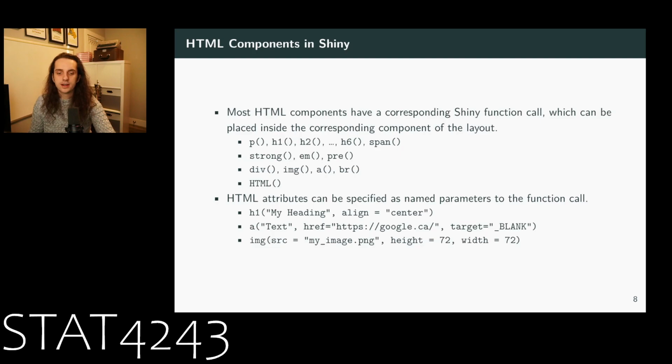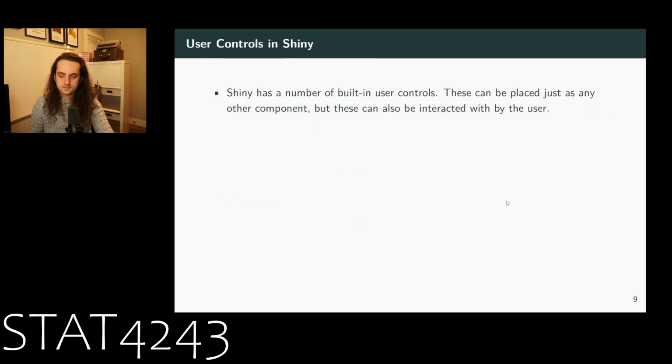With an image, the source is where it's actually going to be, so myimage.png, but then you could specify the height and the width that you wanted here, so you could do that directly inside of it as well. And so all of the attributes are going to be available via named parameters to our function call. So we've seen laying out these elements.